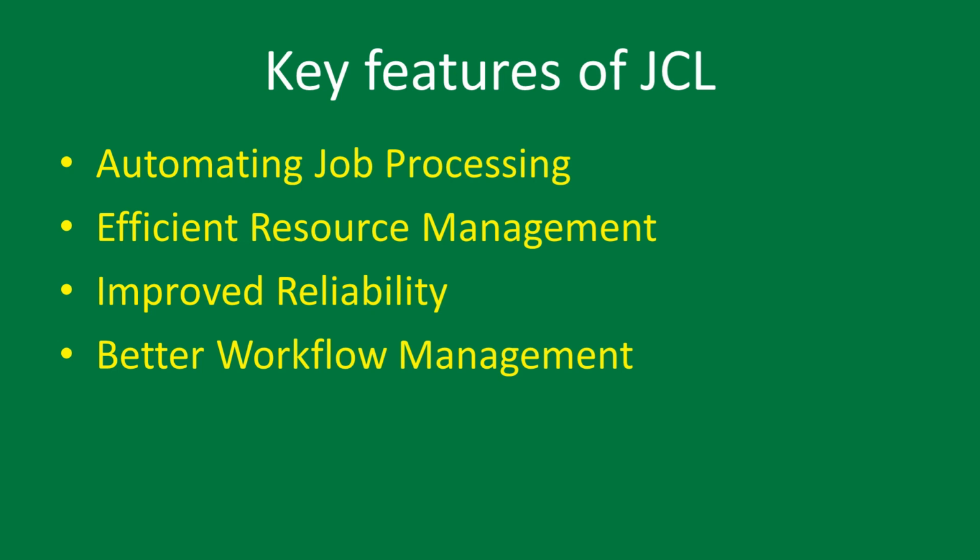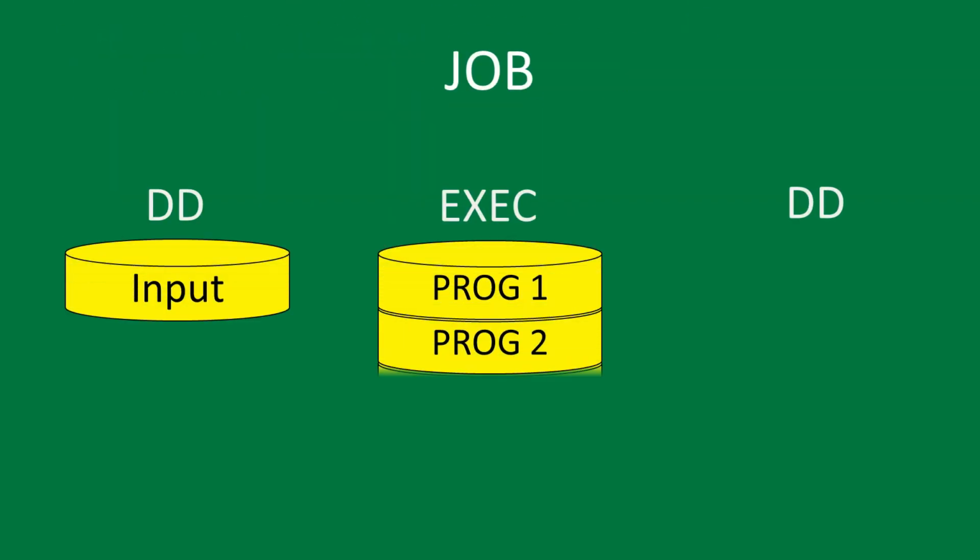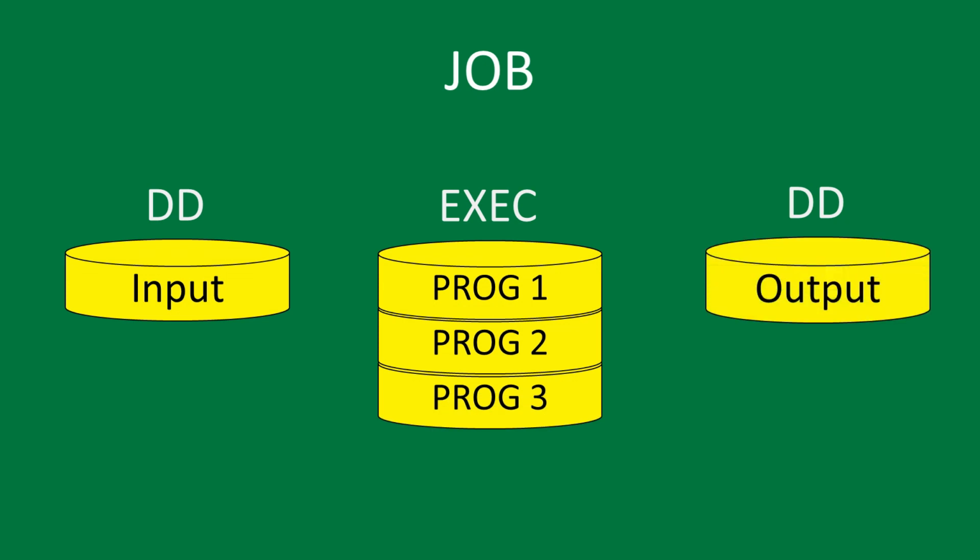Next, we see some statements which are used in JCL. The three most used statements in JCL are JOB, EXEC, and DD. DD is used for input and output, and EXEC is used to execute program 1, program 2, program 3, and so on. In a single JCL program, we can execute many programs with the help of the EXEC statement.